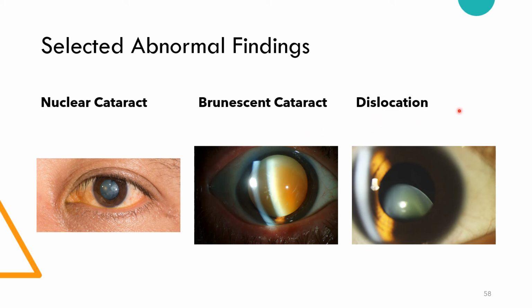And then all the way to the right, we see a dislocation of the lens. Here you can see the very edge of the lens as it is sunsetting behind the iris. And this can happen for a number of reasons. You'll see it in patients with connective tissue disorders, but you'll also see it in traumatic injuries.